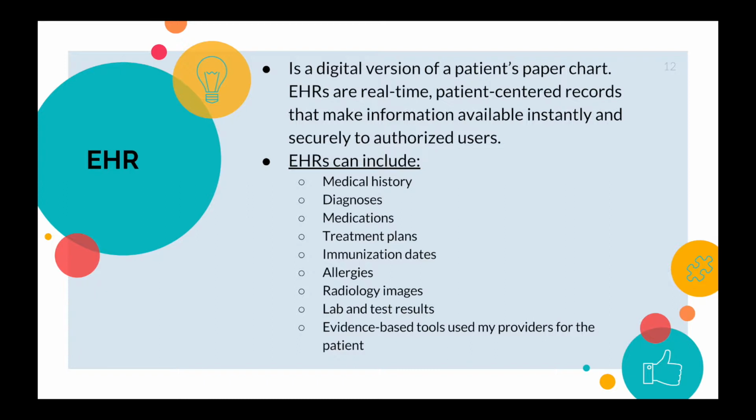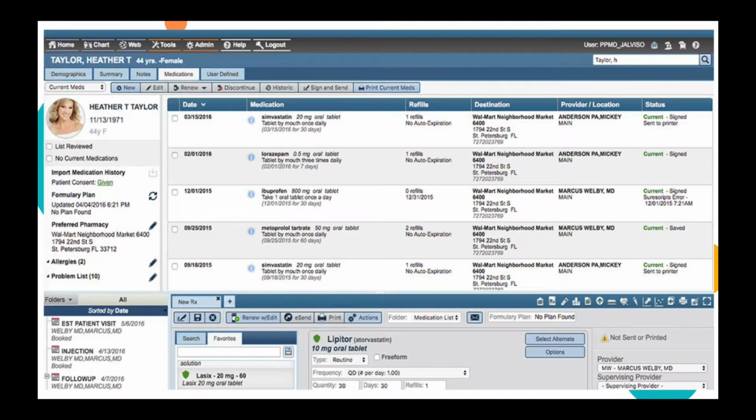So EHR is a digital version of a patient's paper chart. EHRs are real-time, patient-centered records that make information available instantly and securely to authorized users. EHRs can include medical history, diagnosis, medications, treatment plans, immunization dates, allergies, radiology images, lab and test results, and evidence-based tools used by providers for the patient. Here are just some images showing what an EHR may look like.